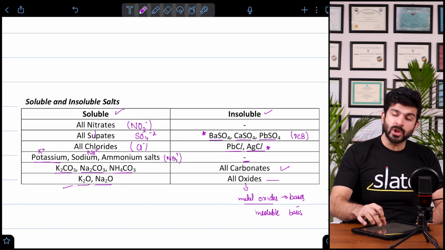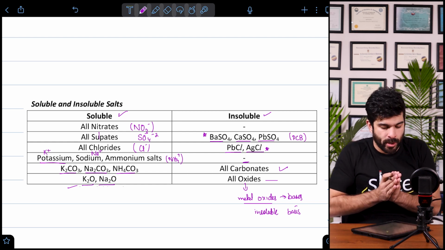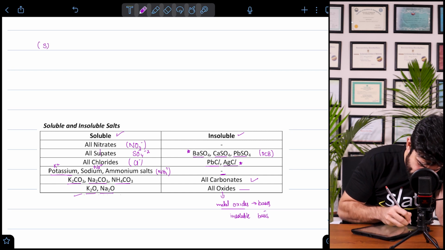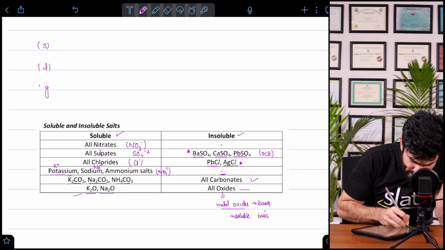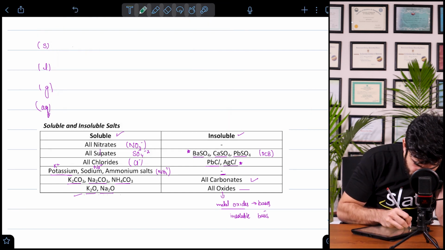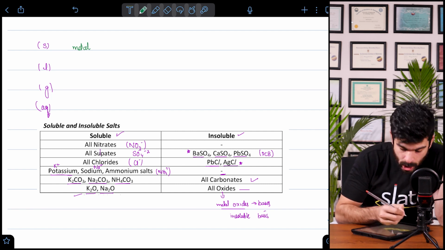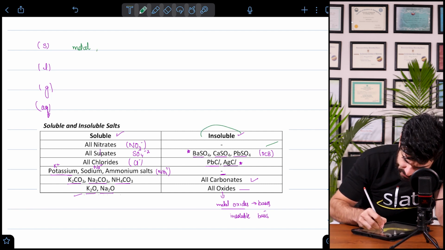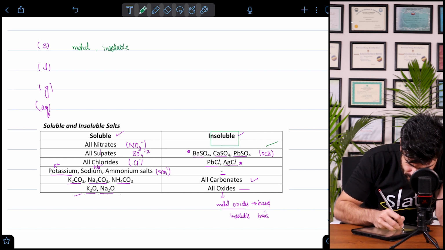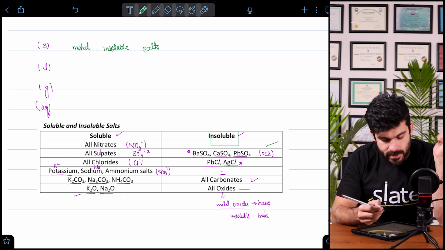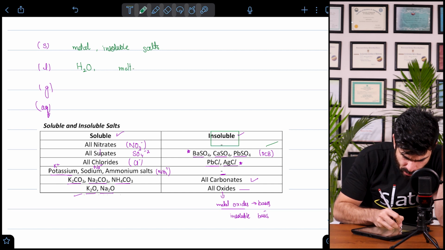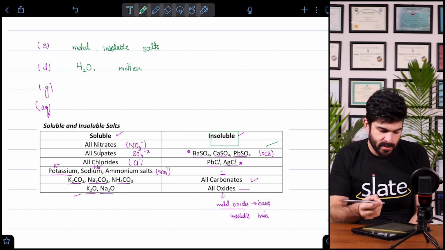So students, from here we can talk about the state symbols. This is very important. You face 4 types of state symbols, which are solid, liquid, gas, and aqueous. For solid, remember, all metals are solids. All of these insoluble salts are solids. Liquid is water, or a molten compound, as we did in electrolysis.